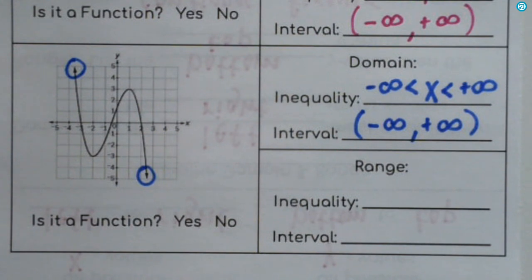Something to point out, it's really tempting to label this as positive infinity because it's higher. We don't care how high or low it is for domain. We care how far left or right it is. So for the leftness of it, it is negative. So you always go from negative to positive.